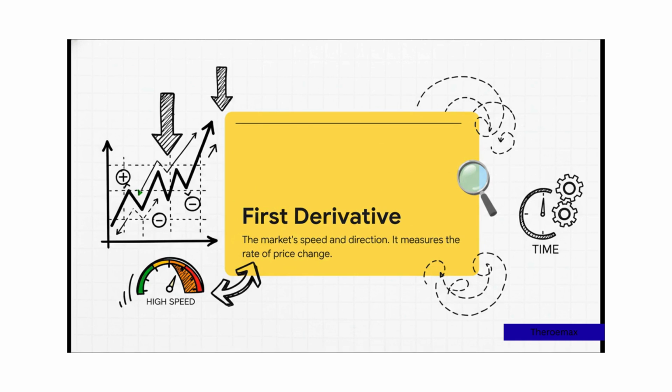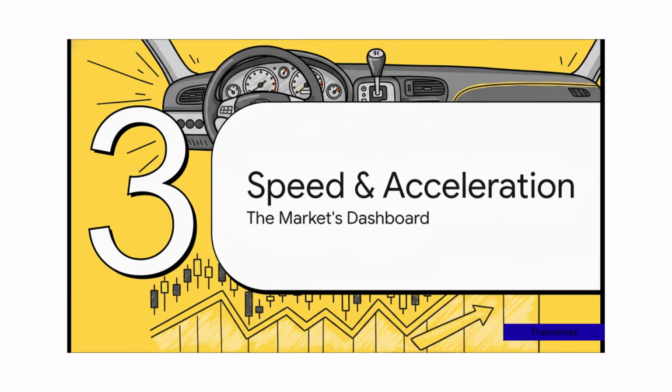Okay, so how do we plug this back into the market? Well, in calculus, that idea of speed has a name. It's called the first derivative. So if a stock's price is its position, then the first derivative is its speed and its direction. If the derivative is positive, the price is going up. If it's negative, the price is going down. That's it. So now we can take this whole car dashboard idea and apply it directly to reading a market chart. We're going to stop staring just at the price, and instead, we're going to look at the speed and the acceleration of that price. And believe me, this is where it starts to get really, really interesting.